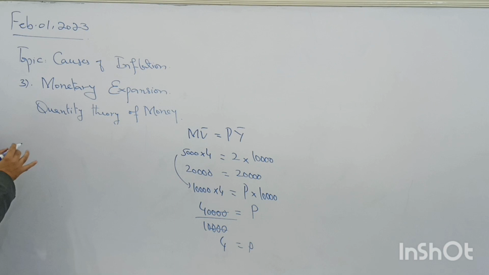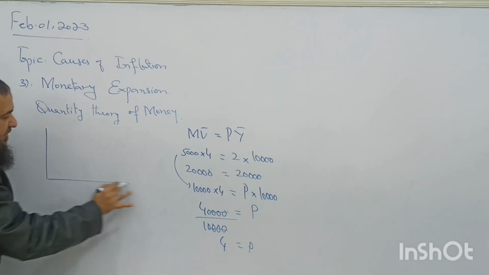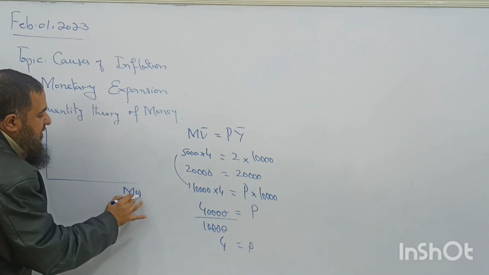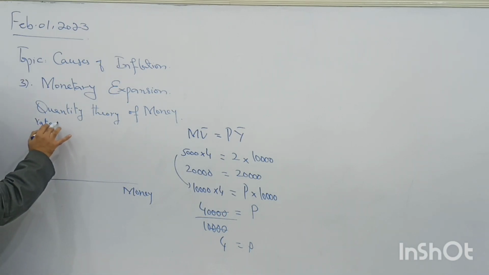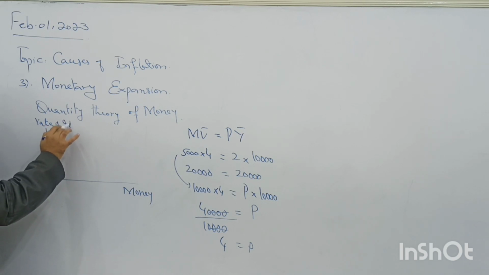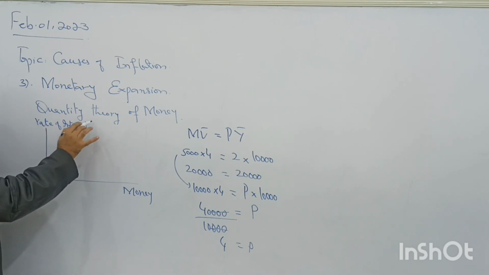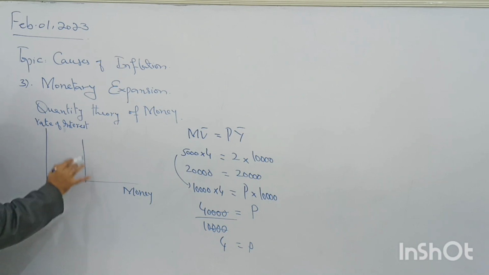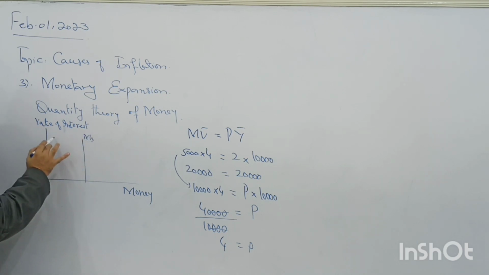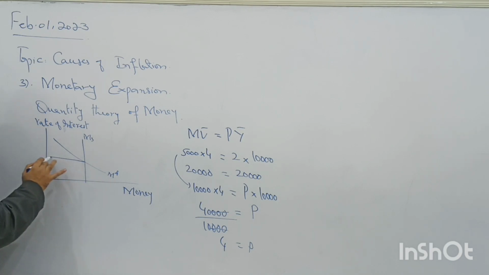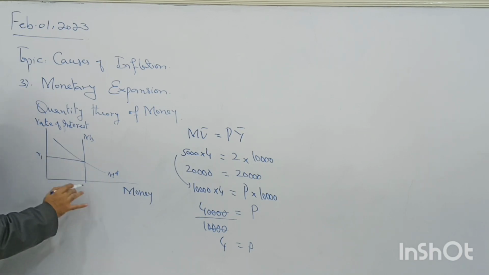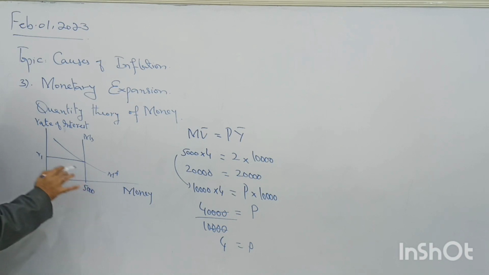Here, this is the money market first of all. This is money and this is the rate of interest. What is the price of money? That is the rate of interest in the money market. This is the money supply and this is the money demand or liquidity preference. This is the rate of interest at 5,000 currency notes.